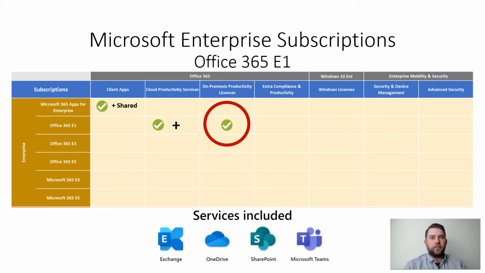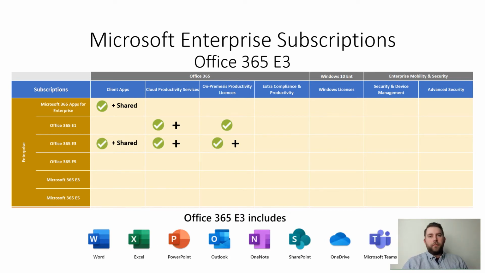Now onto Office 365 E3, and you might get a sense of similarity here, because Office 365 E3 does what Microsoft 365 Business Standard did before it. It takes the previous two subscriptions and mashes them together. Office 365 E3 is the equivalent of Office 365 E1 plus Microsoft 365 Apps for Enterprise. You get both the client applications and the cloud productivity services.